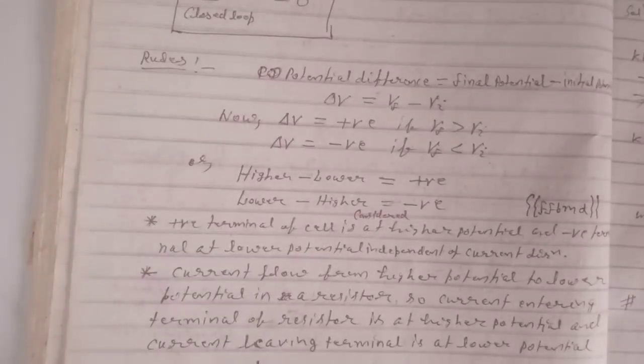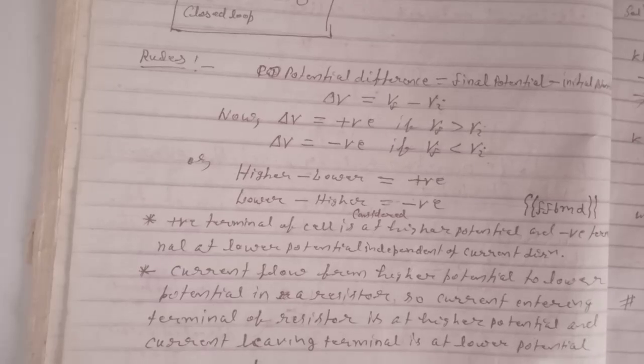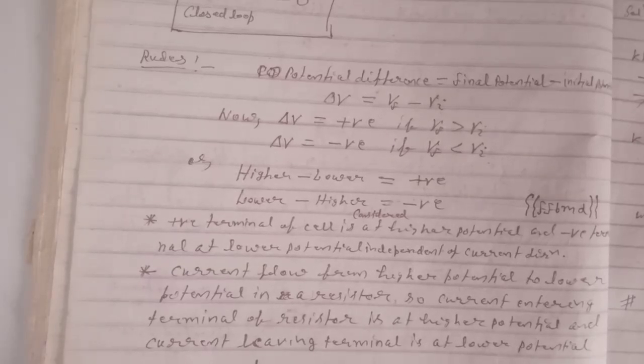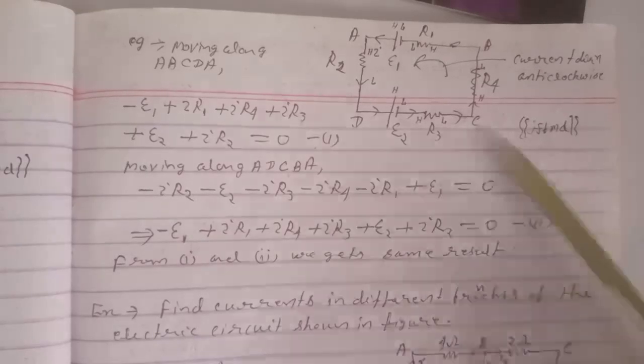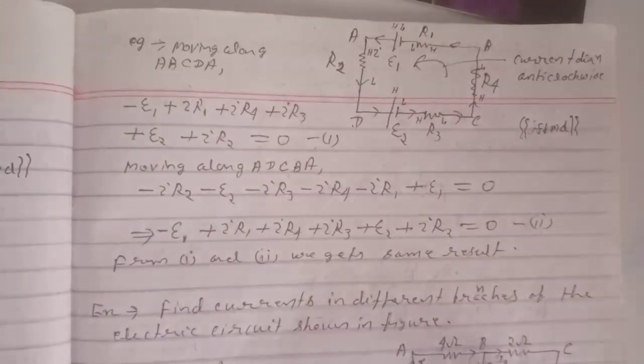Now to solve a problem, we have to fix one direction of current in a loop, either clockwise or anti-clockwise. We can take any direction, and we have to fix it. After fixing, we must not change that direction while solving the problem. Now let's apply the rules we have discussed on a circuit and clear our understanding.